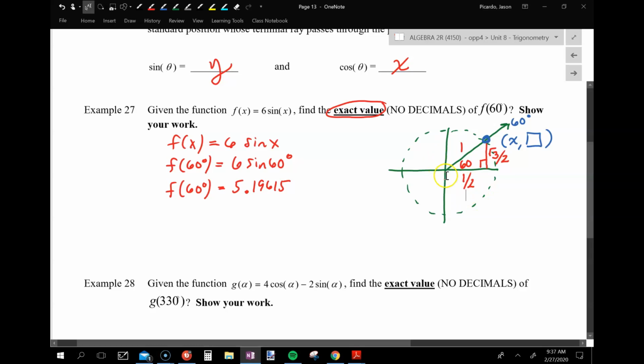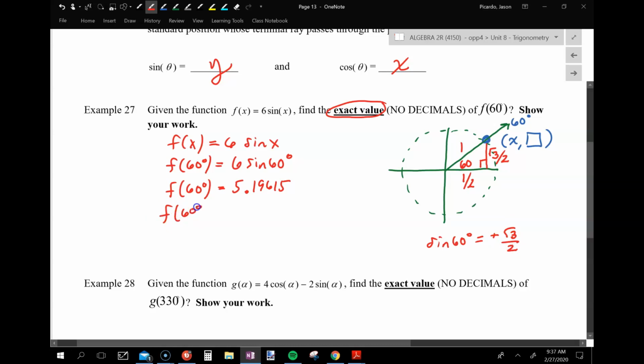Now, give me directions, guys. How do I get to my blue point? Go right 1/2, go up radical 3 over 2, so that's got to be this, right? Because that's the y value. So I know that sine of 60 is equal to positive radical 3 over 2.